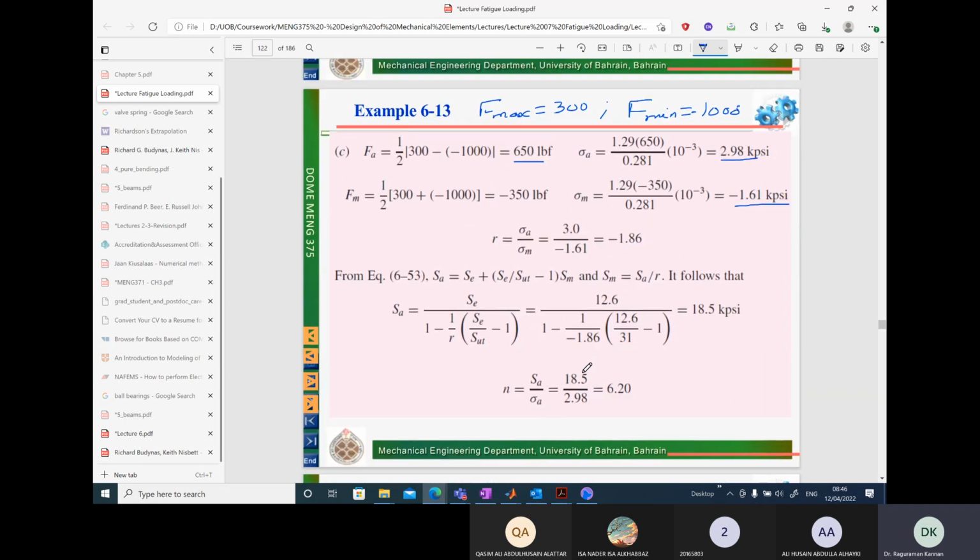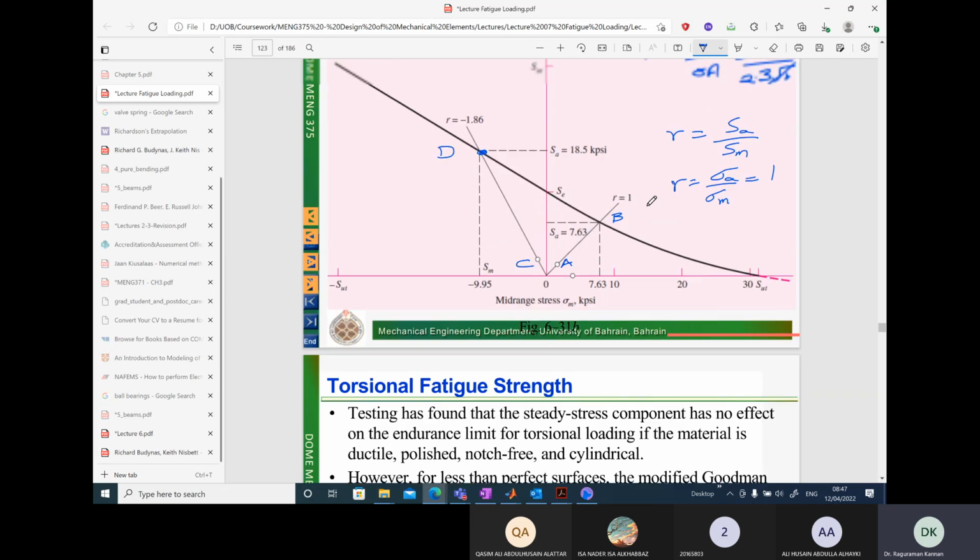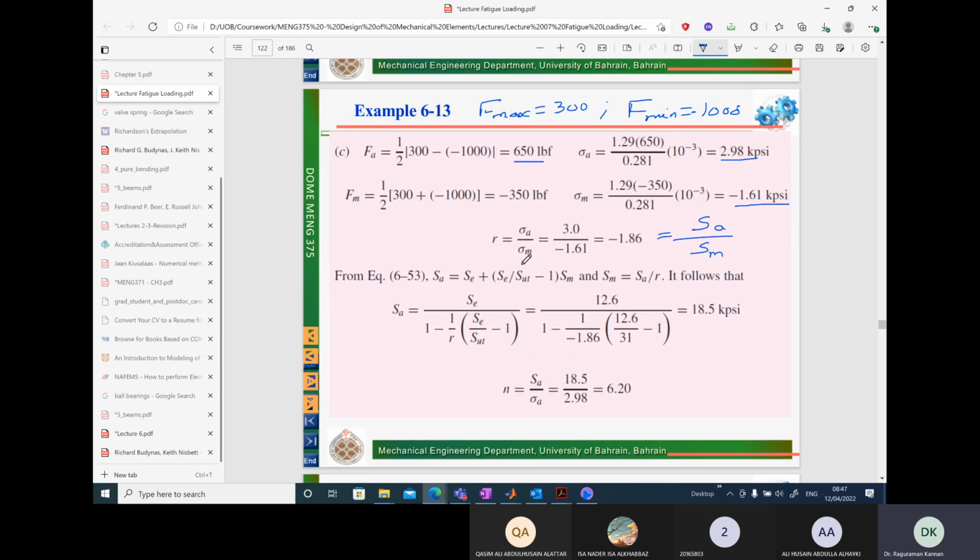Okay, to do that, first we need to calculate what R is. R is calculated as sigma A over sigma M, and this is the value we get. From the R value, we can also write it is equal to SA over SM, where SA and SM are the intersection point. From here, we can replace SM. SM is equal to SA over R. Put it inside here. We have SA on the left hand side, SA on the right hand side.